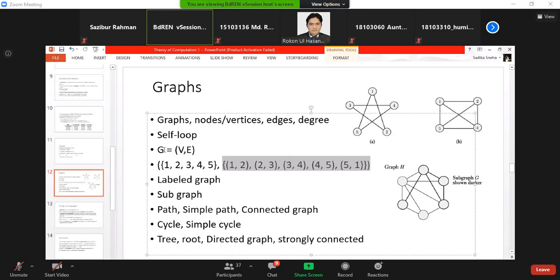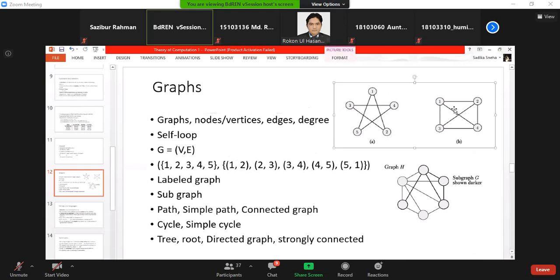So graph G will be represented in terms of the vertices and in terms of the edges. The number of vertices is 5 for graph A and the number of edges is 6, and these edges are represented using this format, where there is an edge between 1 and 2, an edge between 2 and 3, and all these are represented here.